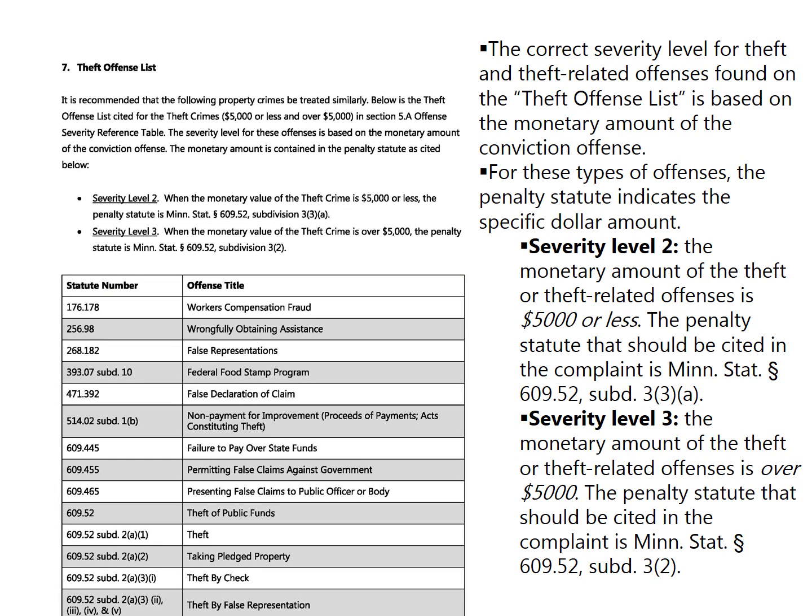Theft and theft-related offenses found in Section 7 on the theft offense list will use the penalty statute to assign the ranking, since that's where the amount of the property is valued. These offenses will be ranked at either a severity level 2 or a severity level 3.